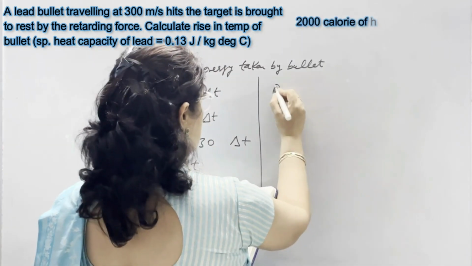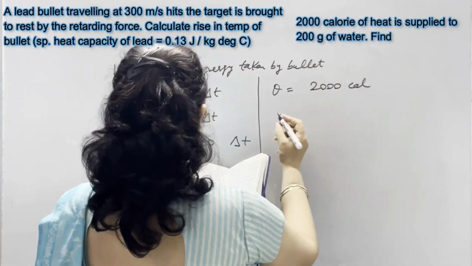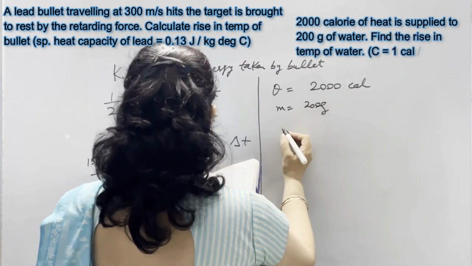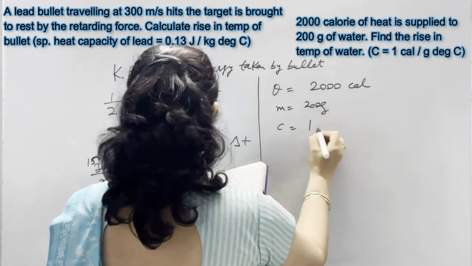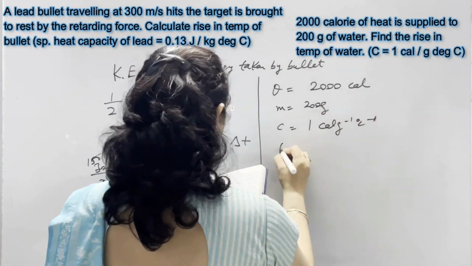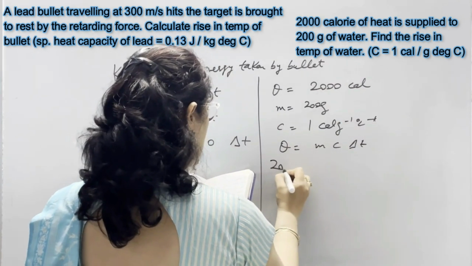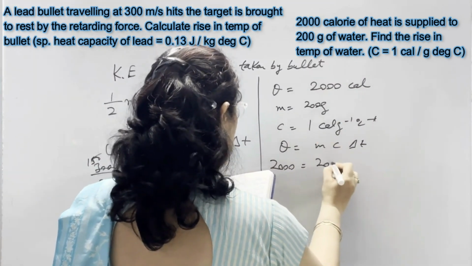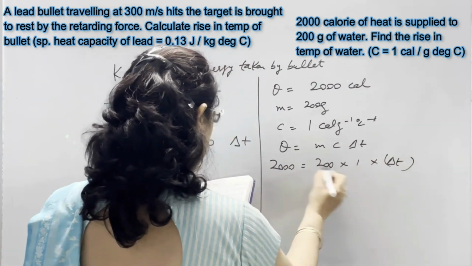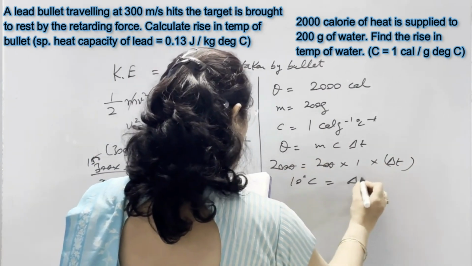2000 calorie of heat energy is supplied. Q is given as 2000 calorie. Heat is supplied to 200 gram of water. Find the rise in temperature of water. C is given as 1 calorie per gram per degree Celsius. Now Q is equal to mc delta T. Value of Q is given as 2000. Value of M is 200. Value of C is 1. And we just need to calculate delta T here. So we will get 10. So 10 degrees Celsius is equal to delta T.